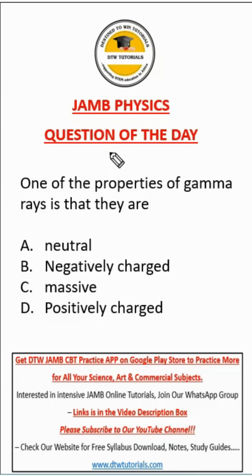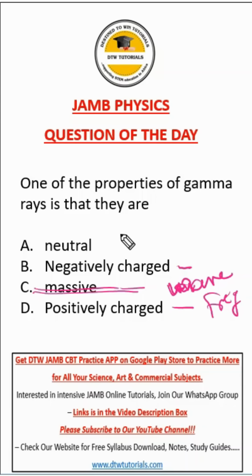Now you can get this JAMB physics question. It says one of the properties of gamma rays is that they are, A says neutral, B says negatively charged, C says massive, D says positively charged. If you look at these options, you can quickly eliminate the odd one out, and the odd one out is massive. When you're talking about gamma rays, it is not about mass, it is about wavelength and frequency. When you're talking about rays, that's waves. And also their charge.